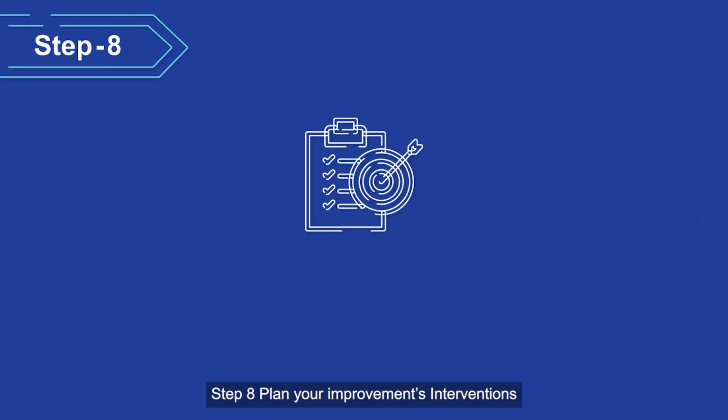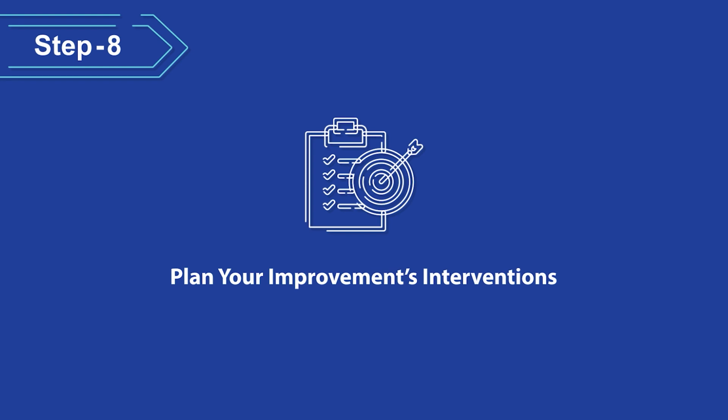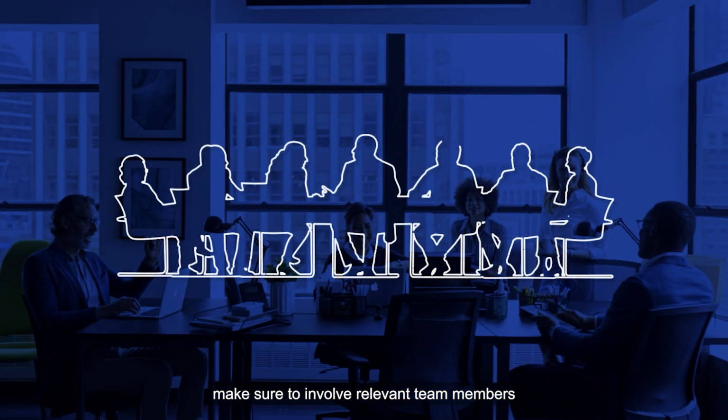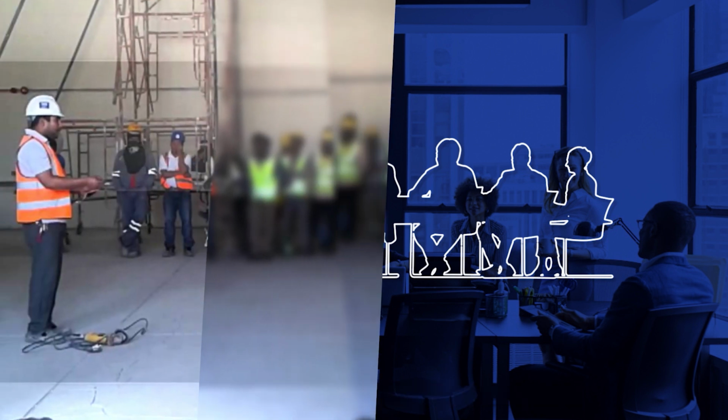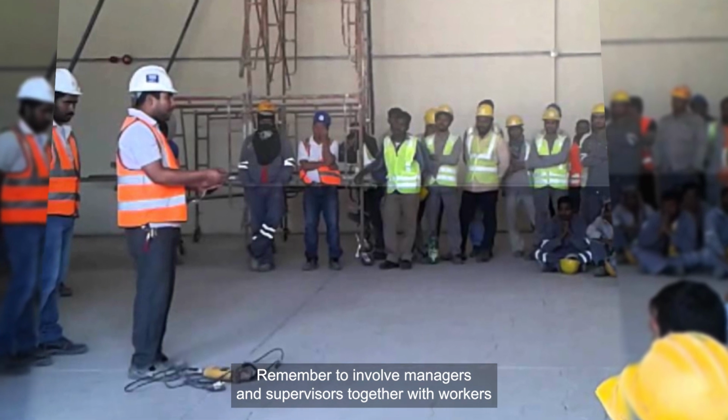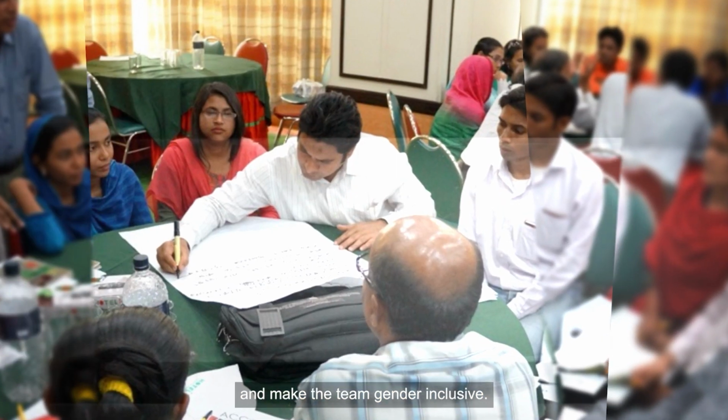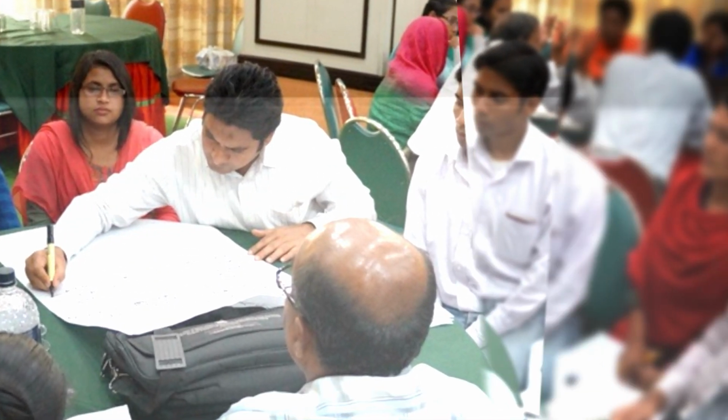Step 8. Plan your improvements interventions. Make sure to involve relevant team members in planning the necessary improvements to get their full commitment to improve the factory performance. Remember to involve managers and supervisors together with workers and make the team gender inclusive.